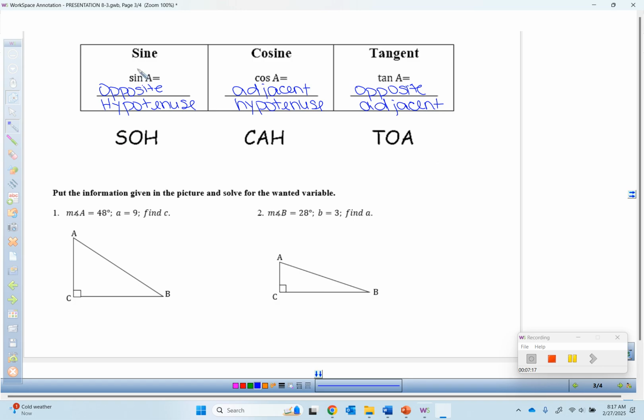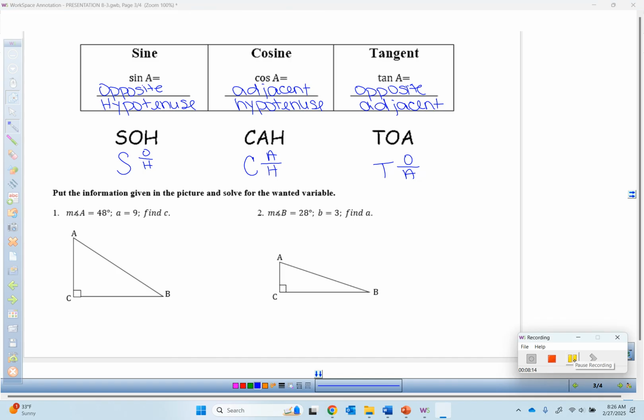So the S is for sine, and this is opposite over hypotenuse. Okay? And the CA is for cosine, and this is adjacent over hypotenuse. And the TOA is tangent, and that's opposite over adjacent. Okay? And so right now, we need to get our calculators out, and I want to identify the buttons and find where they are: sine, cosine, and tangent. Okay, so let's get our calculators and see if we can find those buttons.